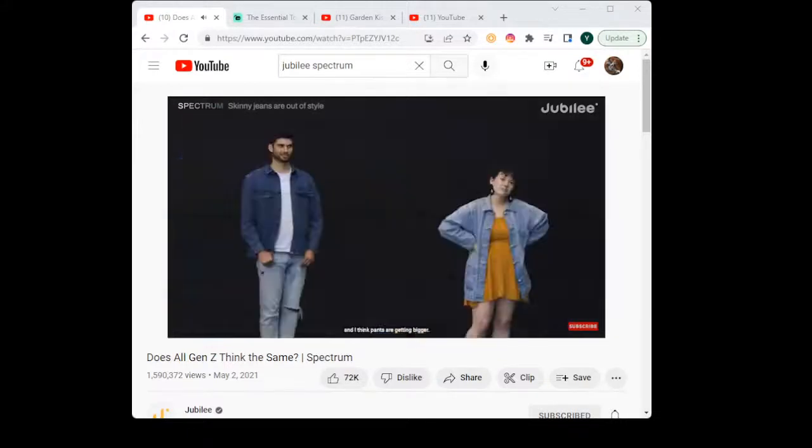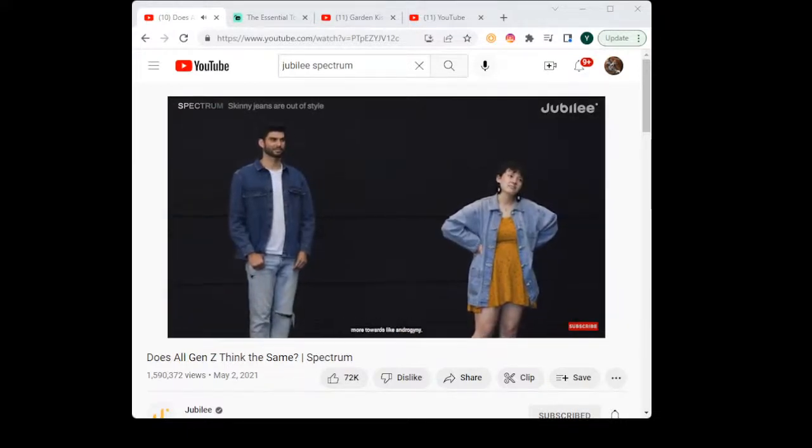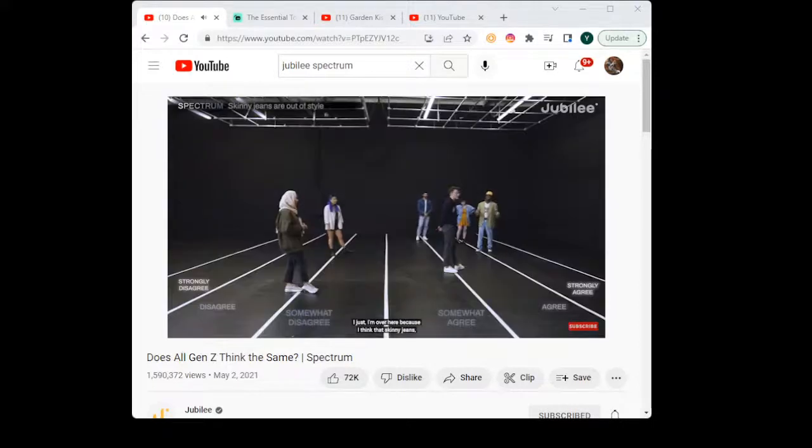I think pants are getting bigger. I don't know if it's because maybe we're shifting more towards androgyny. I don't like skinny jeans, and I wouldn't wear them because I also have chicken legs, so that's not happening for me. Is it out of style or in style?